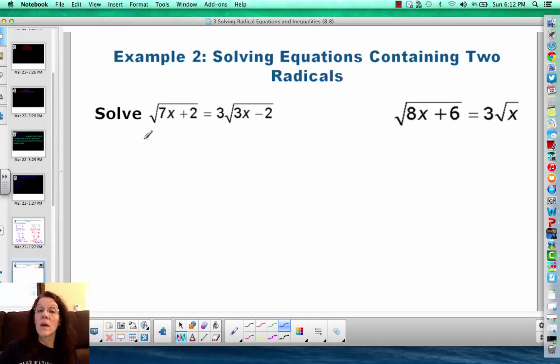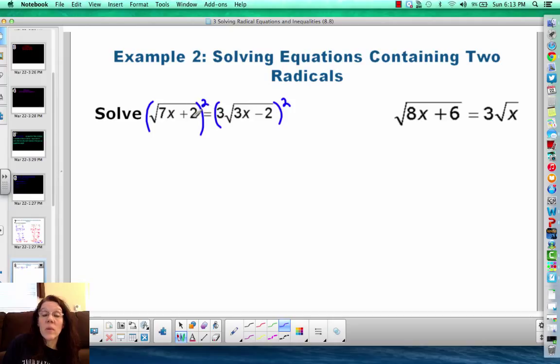All right. Now, these have radicals on both sides. As long as there's nothing outside of the radical being added or subtracted, we can just deal with them the way they are. So this one says 7x plus 2, and this one says 3 times. We can square it even though it's being multiplied. That's what we can do. If it was an addition or subtraction, we couldn't do that. How do we undo a square root? Well, we square it. So we're going to square this side, and we're going to square this side.